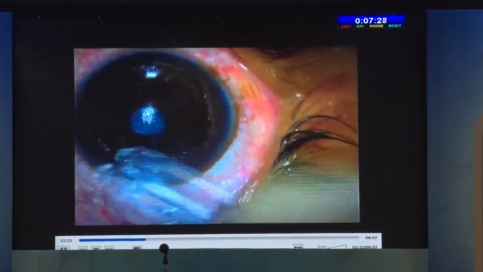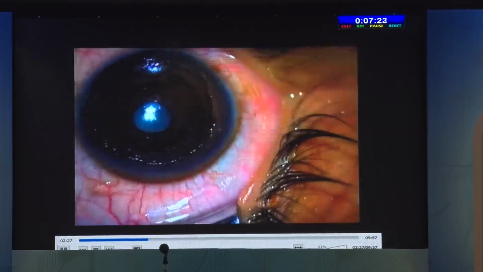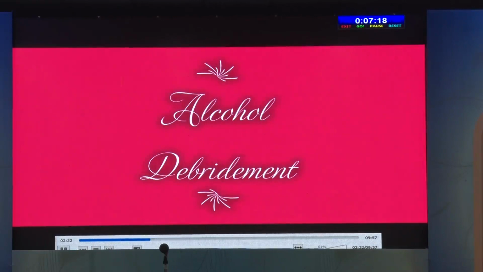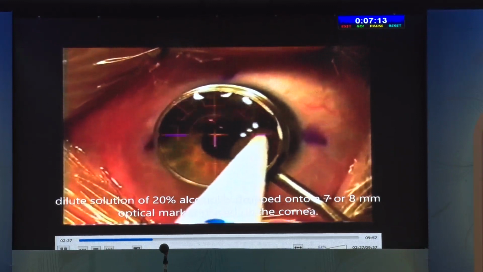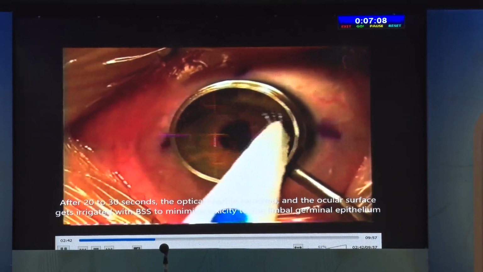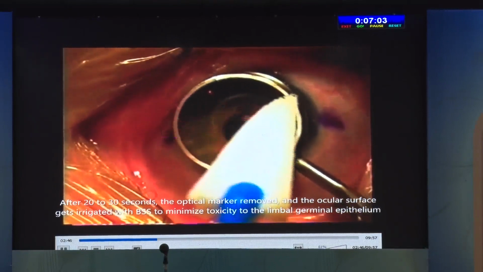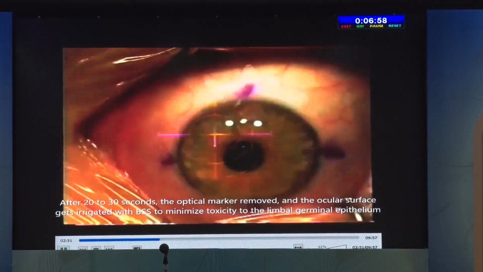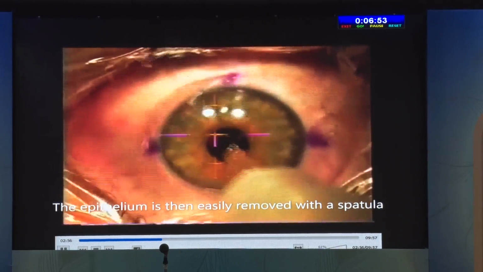Then after this, the second method is when you use alcohol or any chemical to loosen the epithelium, and what is commonly used is alcohol, 20 to 30% alcohol that is put on the surface into an optical marker which is about 7 to 8 millimeters in diameter. Once the alcohol is kept inside for about 30 seconds or maybe 20 seconds depending, then you have to absorb it with a wax sponge and then lift it and flush it thoroughly.